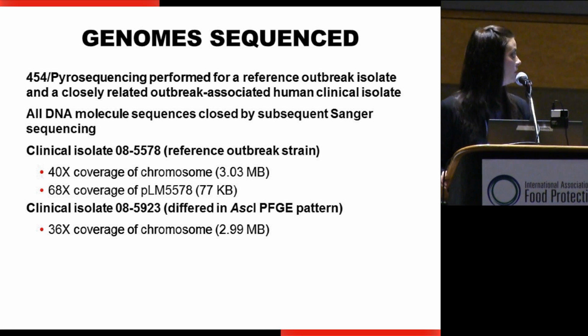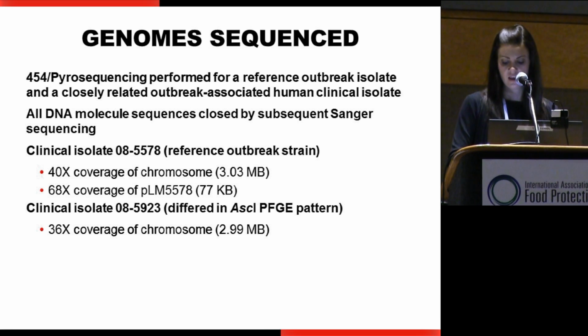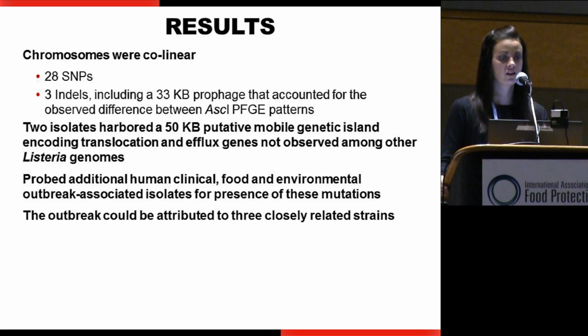So you can see that we had 40 to 70x coverage. That just means every fragment in that genome sequence was sequenced either 40 to 70 times. You have to have that depth of coverage to be able to assemble the information. So the chromosomes were very similar to each other. They were collinear. But looking at the isolates associated with the outbreak that had slightly different PFGE patterns, only 28 single nucleotide polymorphisms were observed, and 3 insertion-deletion type mutations. And then also, interestingly, again, another prophage, a large prophage that accounted for the differences that were actually observed in the PFGE patterns.